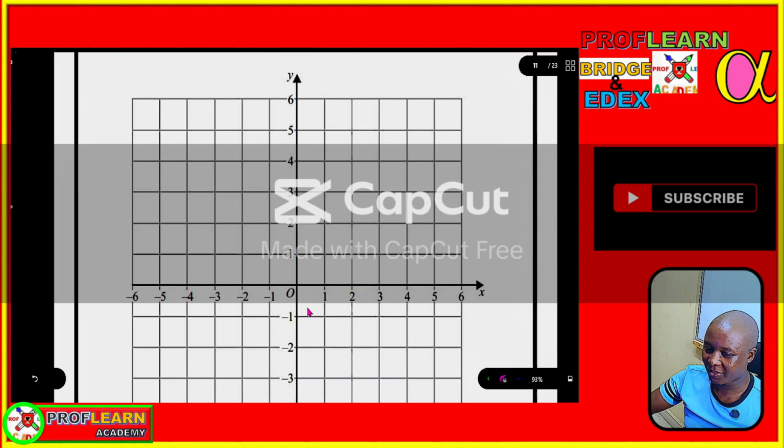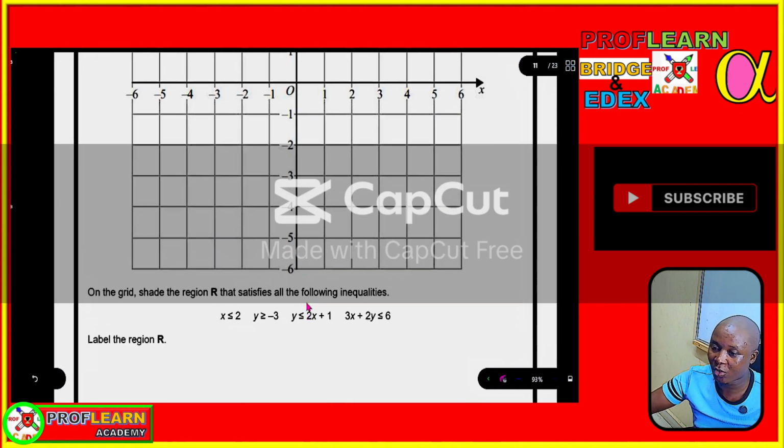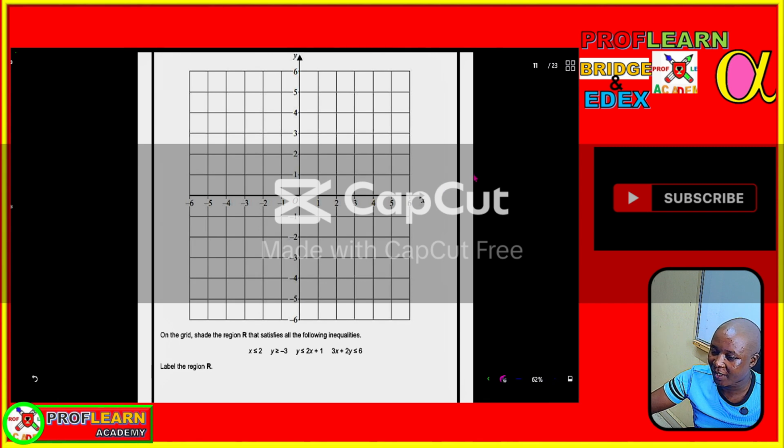Moving to question number 11. Question number 11 is about inequalities, how to graph quadratic. Sorry, this is linear inequalities, how to graph that. We have x less than on the grid. We're supposed to label the region R.